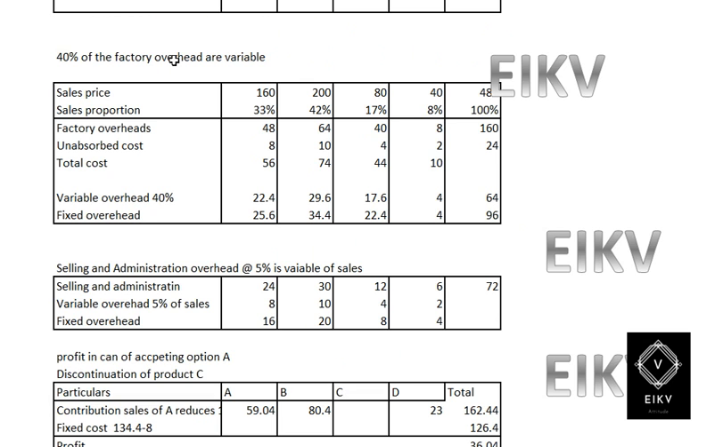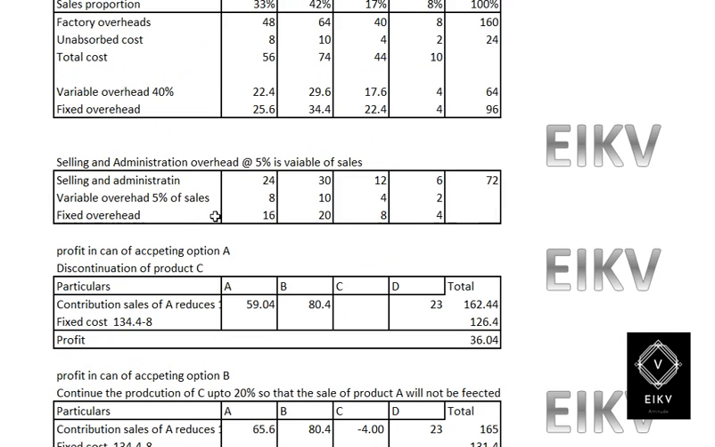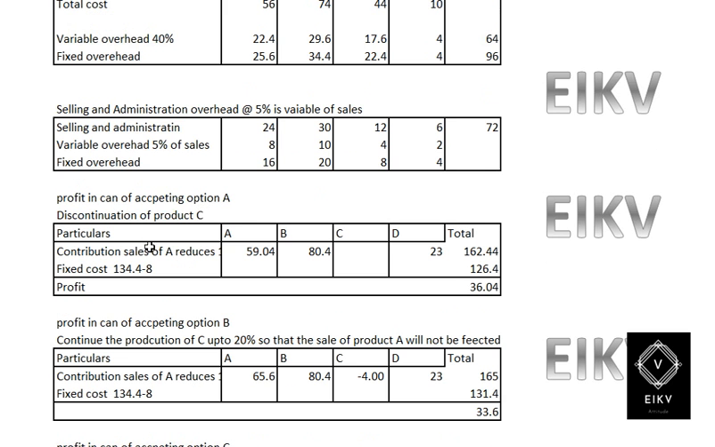Therefore, in the illustration, it is mentioned that 40% of the factory overhead is variable. Therefore, we should take the 40% of such total factory overhead as variable and the remaining 60% as fixed. After that, selling and administration cost. The selling and administration cost has been mentioned, and 5% of sale price has been taken as variable overhead. So you can take 5% of each and every product selling price as variable overhead, and the remaining overhead shall be taken as fixed overhead.